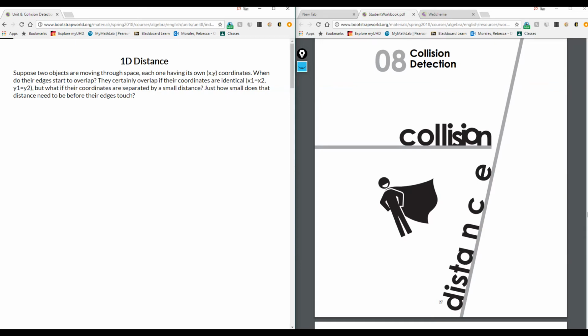Bootstrap Unit 8 starts with this little question and consideration about what distance means and what it means for edges of items to overlap. So you're looking for the distances between these edges. At least that's what they want you to consider right now.